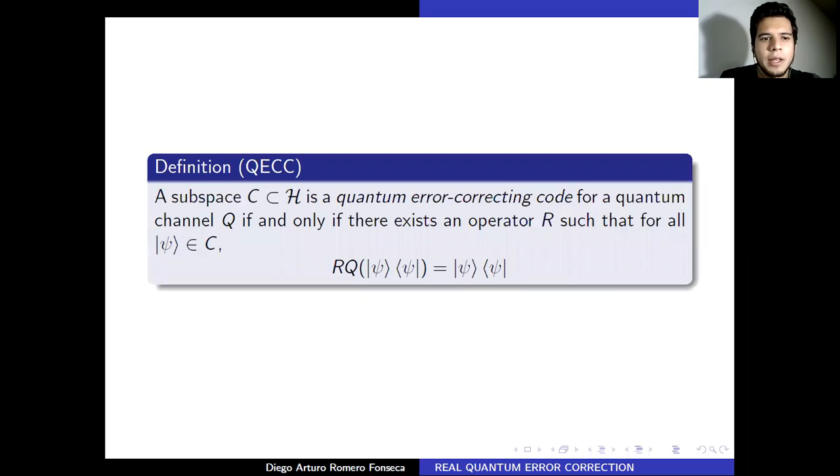For example, if we have some information encoding certain vectors in the space, and we send that information through a quantum channel, the passage through this channel can alter the code. Thus, a subspace C of a Hilbert space is a quantum error correcting code if and only if there exists an operator R such that for every vector in C we have this. Now it's like R can correct all the errors that Q may produce.